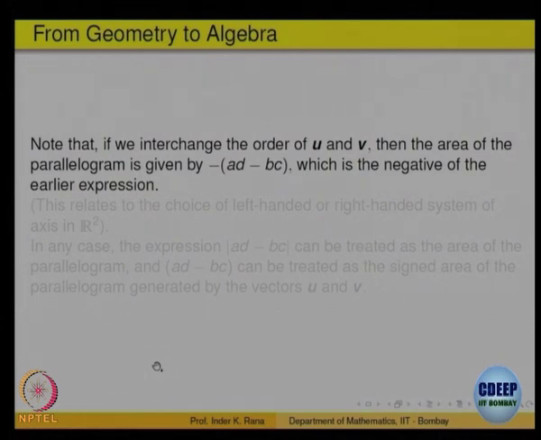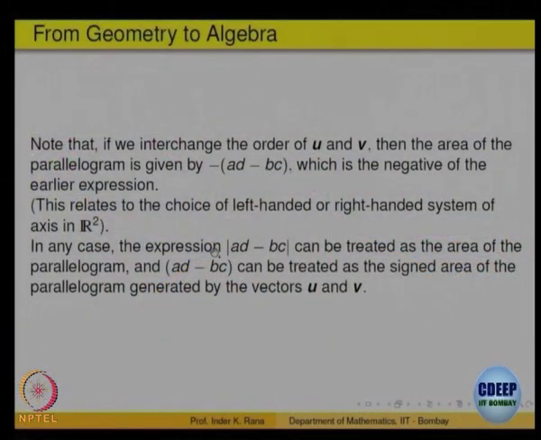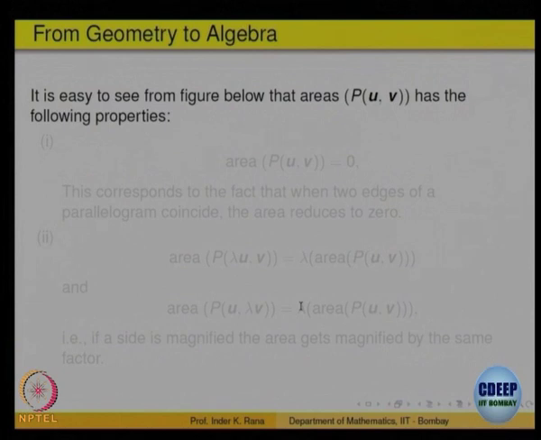If we interchange the order of U and V, you will see that the area comes out as minus of AD minus BC, which was earlier. This also relates to what we call the left handed system or the right handed system in the plane. You go from left to right, clockwise or anti-clockwise. So, one can call AD minus BC the signed area, because area is normally taken as positive every time. So, our starting point is: given two vectors U and V, we have the area of the parallelogram. So, P(U,V) denotes the area of the parallelogram.